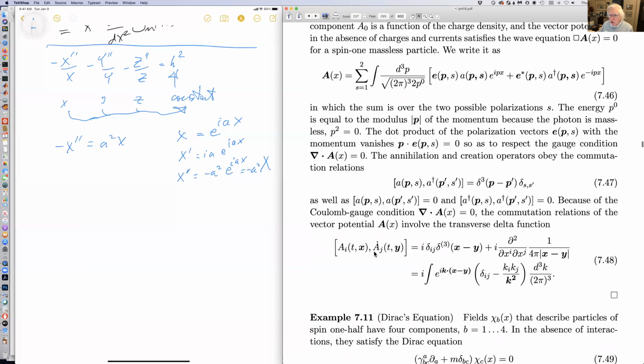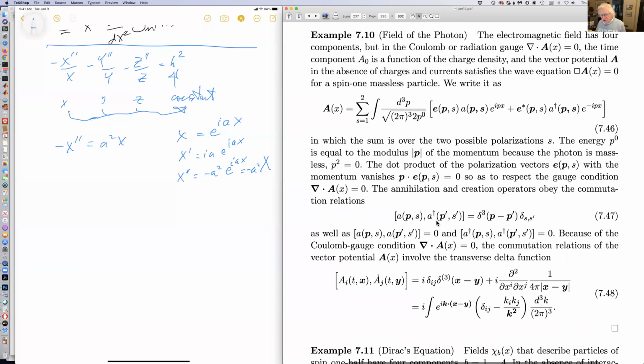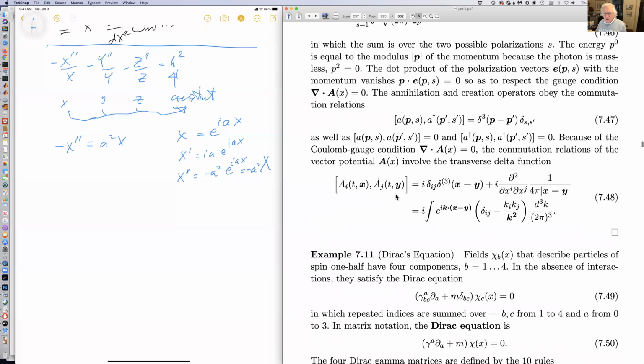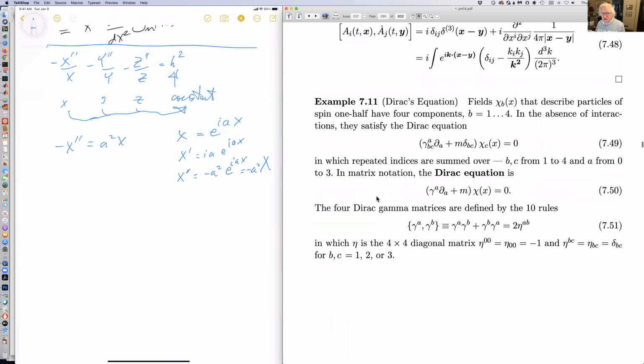But because we've got this funny condition here, these are 3-dimensional vectors, but we only have 2 polarizations. The result is that the canonical commutation relations involve what's called a transverse delta function. And so they look like this. In other words, for an ordinary delta function, you wouldn't have this term. With this term, you have the transverse delta function. That way, you satisfy the radiation condition.